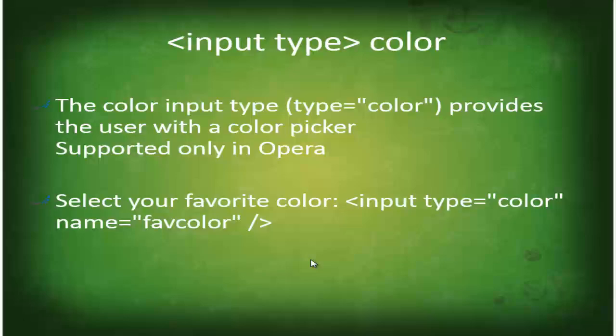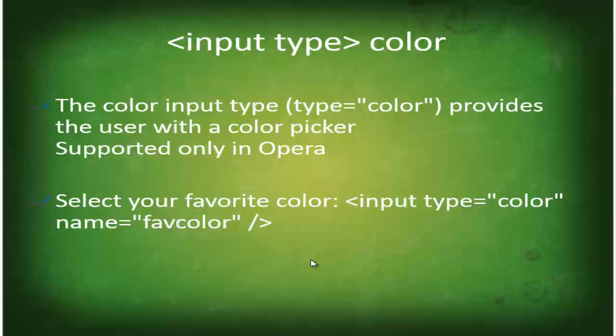Color is the next one. The color allows the user to select a specific color from the item. Now the color was only supported by Chrome and Opera, but the latest version of Chrome is also supporting it.